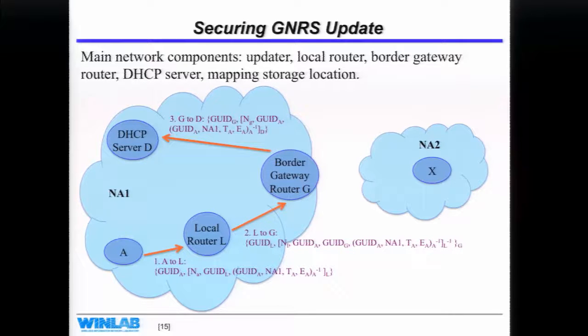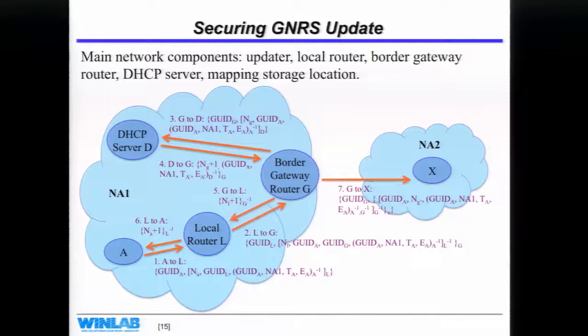If the network address is correct, then G sends an ARC to L, which then sends another ARC back to A. This confirms that the update is accepted. At the same time, G forwards the update to X, and X replies with an ARC. That concludes the update protocol. All the messages here are carefully designed to prevent the attacks we mentioned previously.